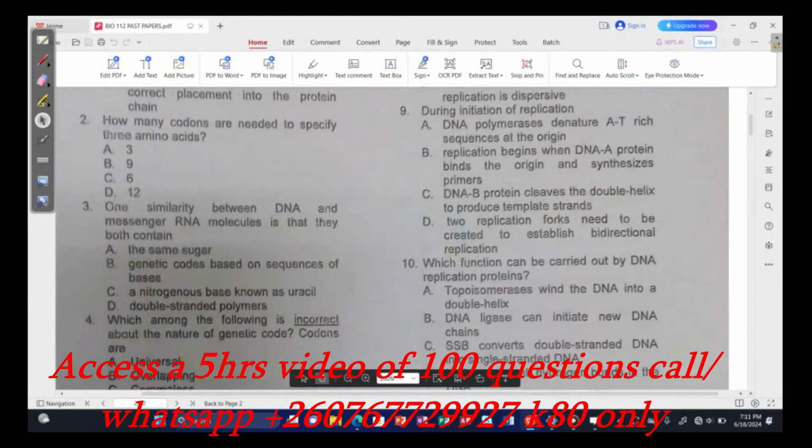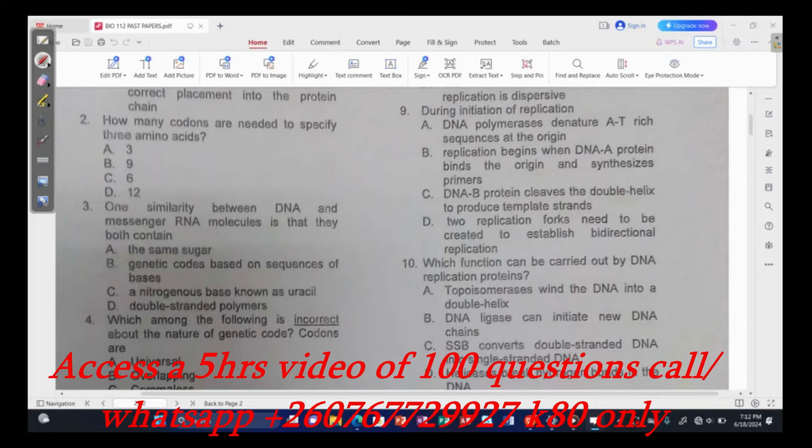Then question 9. Question 9 reads, during initiation of replication, A, DNA polymerase denatures adenine-thymine-rich bases. DNA polymerase does not denature, so it's false. What denatures is helicase.